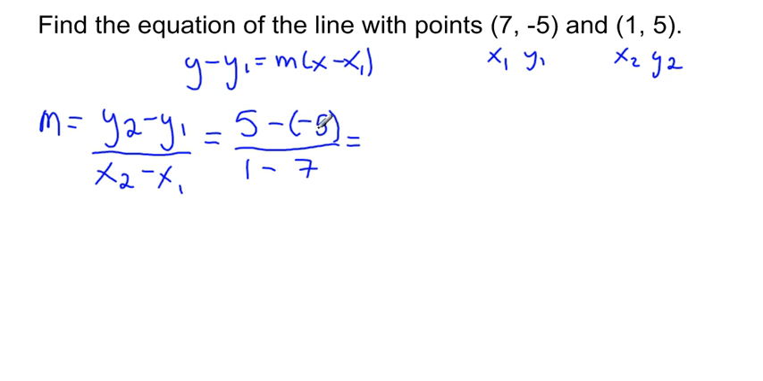So we do the math on top here. 5 subtract negative 5 is 10, over negative 6. I'm just going to tidy that up a little bit. Negative 6. So I'm going to reduce that fraction. They're both divisible by 2, so that leaves me with negative 5 over 3.